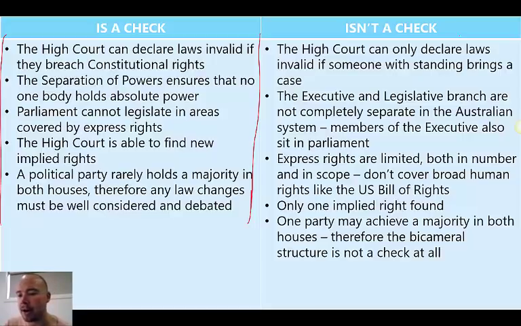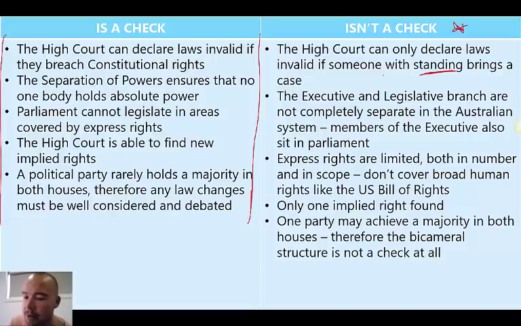But we also need to know now how it isn't a check. And this is important. The High Court can only declare laws invalid if someone with standing brings a case. We'll learn more about standing in 4.2, but this is important. It means you can only bring a case if you are personally affected. So Parliament can make laws that breach rights. They're not restricted from actually making the law. It's just that someone would then have to bring a case to declare it invalid.